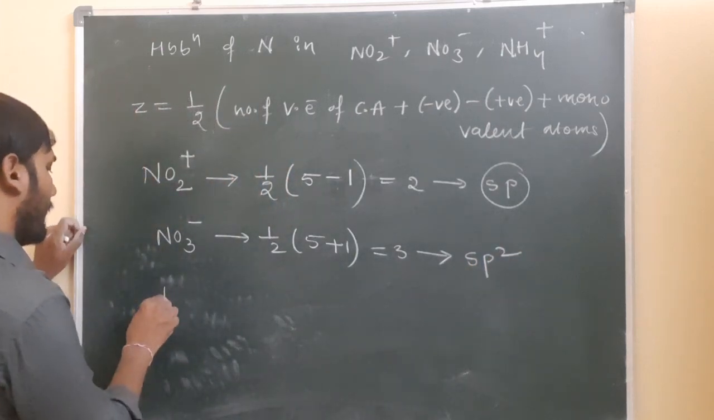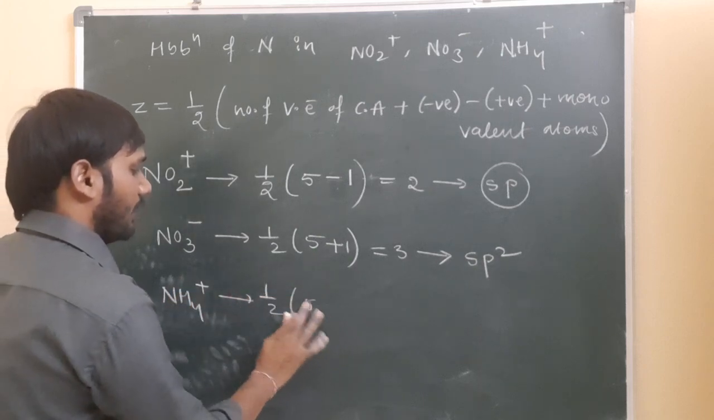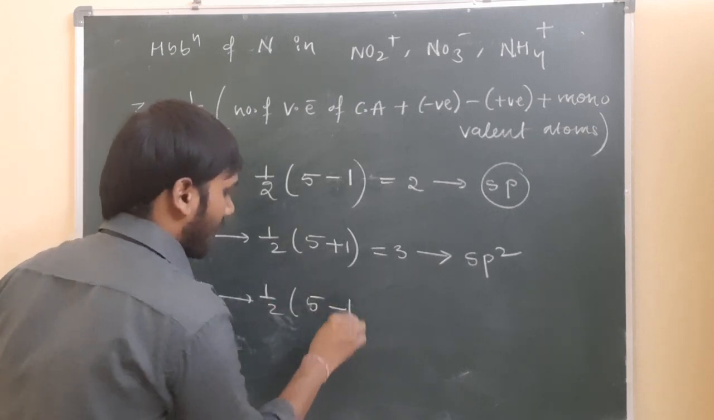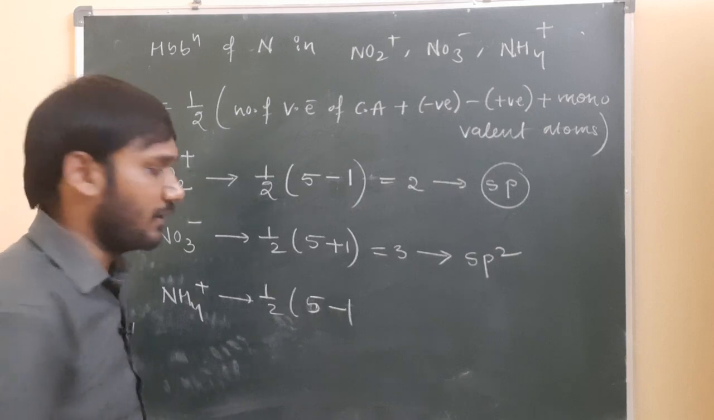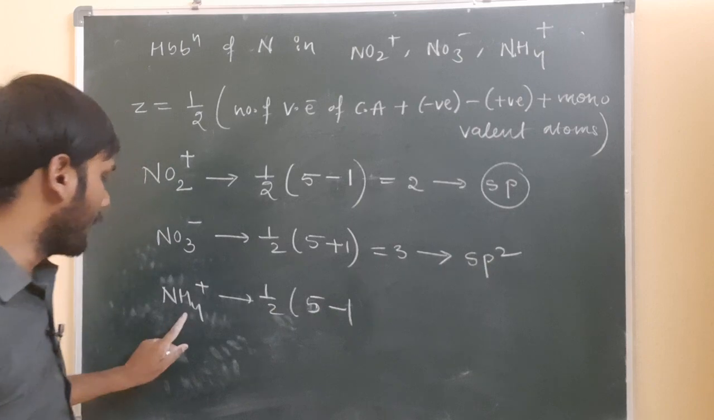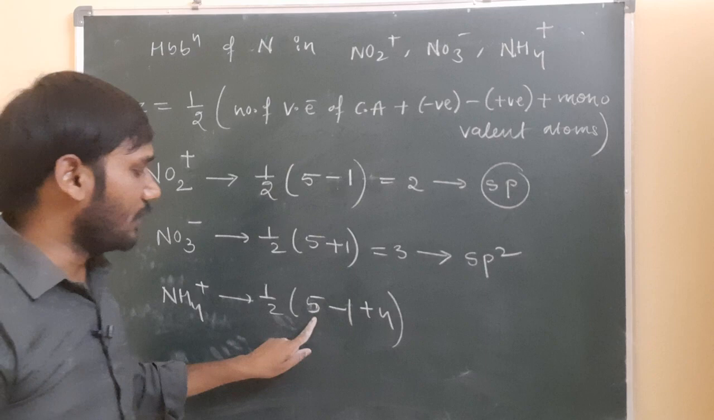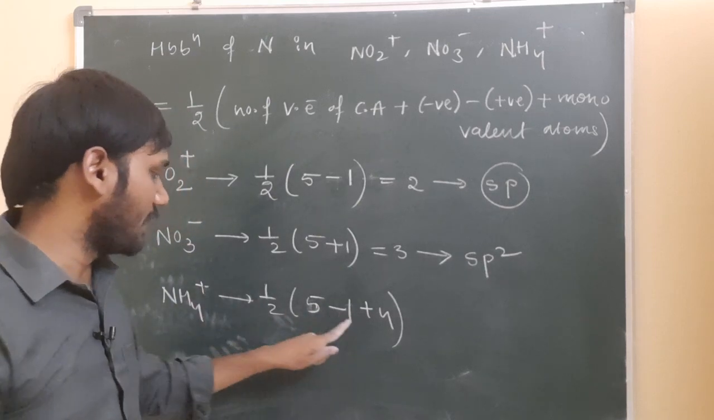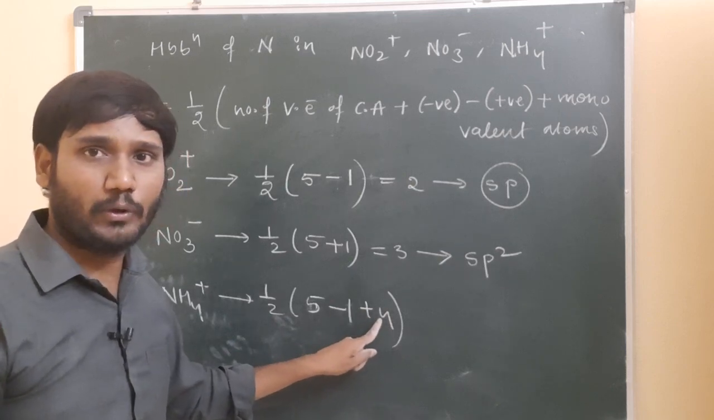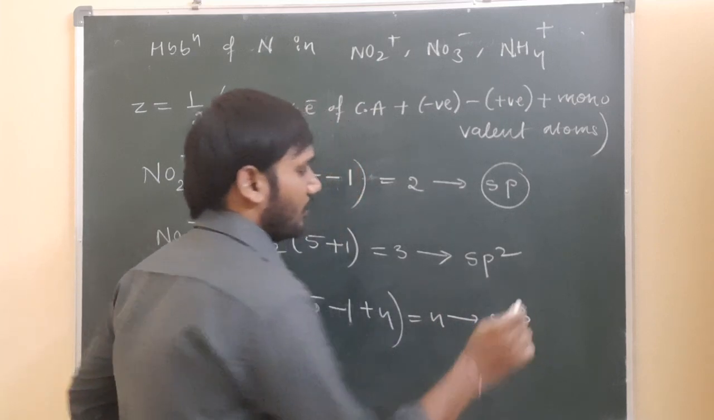Next one is NH4 plus. Half into nitrogen, fifth group, 5 valence electrons. Positive charge is present, so minus 1. Monovalent atoms are present, 4 of them. So 5 minus 1 is 4, 4 plus 4 is 8, 8 by 2 is 4. So 4 means sp3 hybridization.